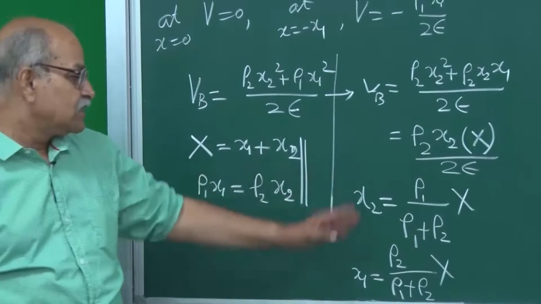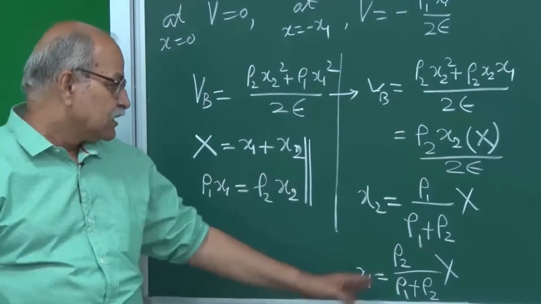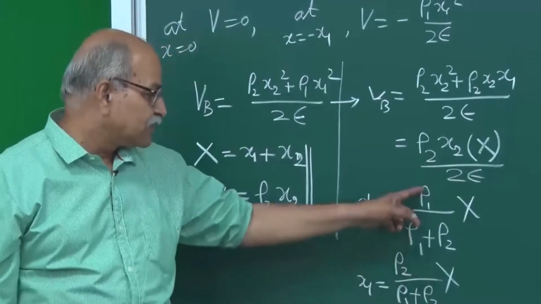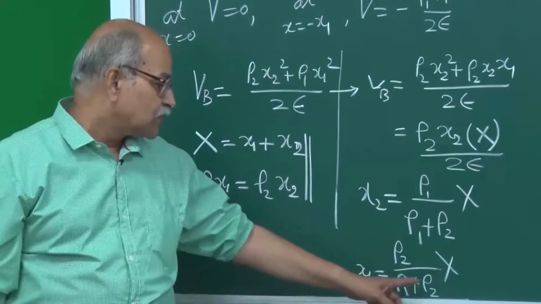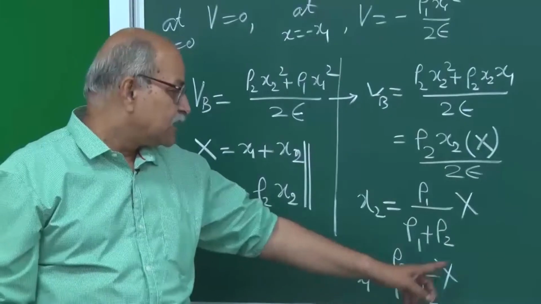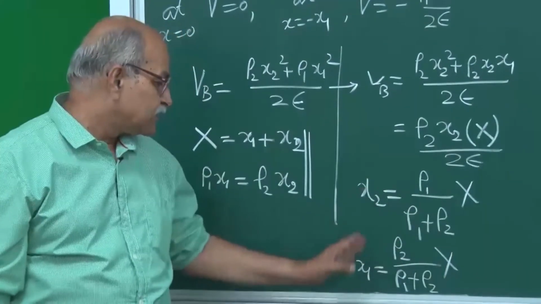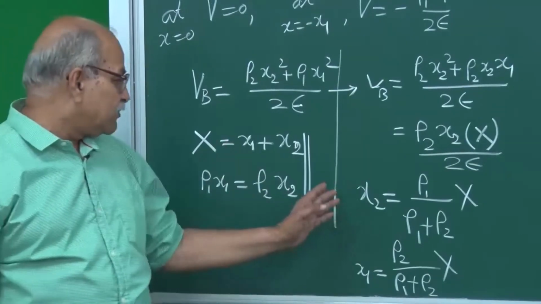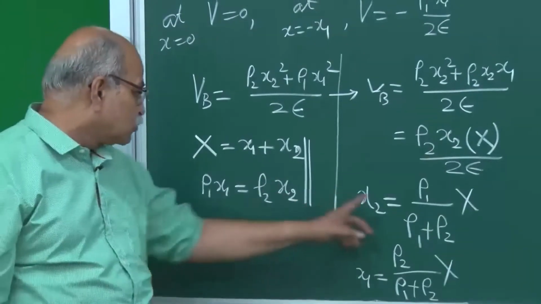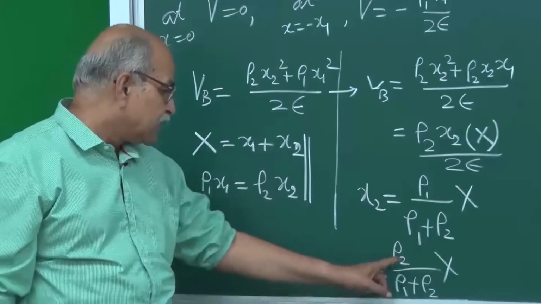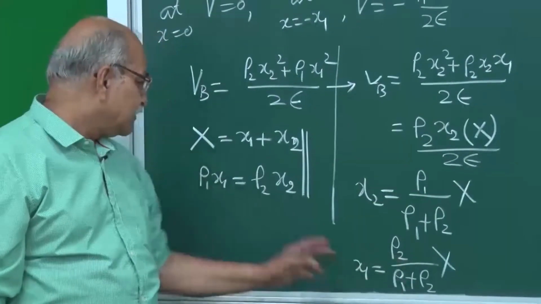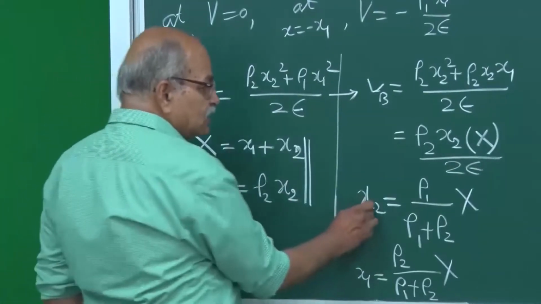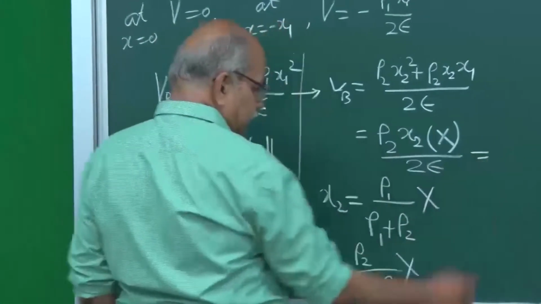Okay. If you add these two, what happens? You will have rho 1 plus rho 2 in the numerator, which will cancel this rho 1 plus rho 2 in the denominator, and it will be x. So x1 plus x2 is capital X, this equation. And if you multiply this x2 by rho 2 and this x1 by rho 1, they become the same. So rho 1 x1 is rho 2 x2. So this is it.